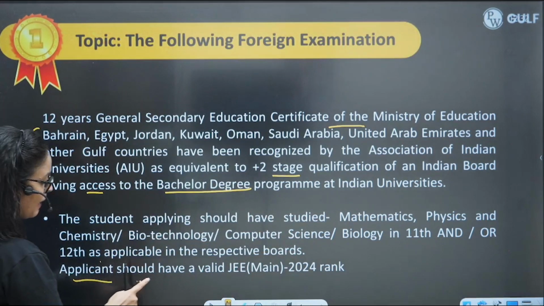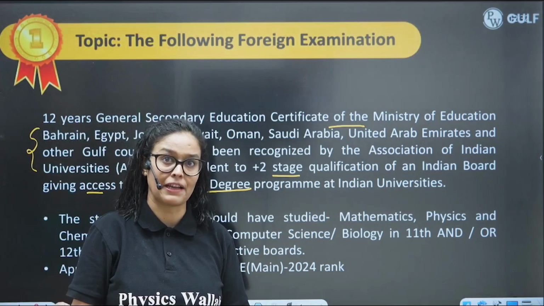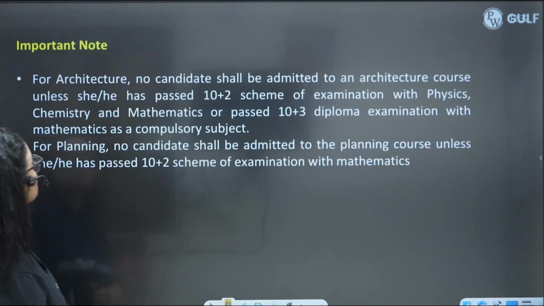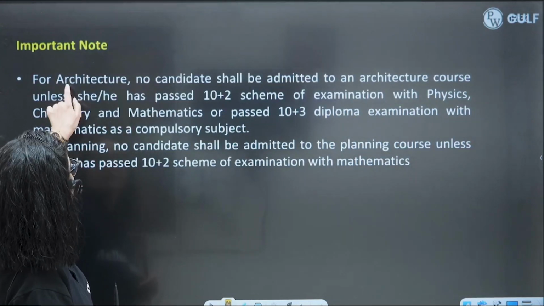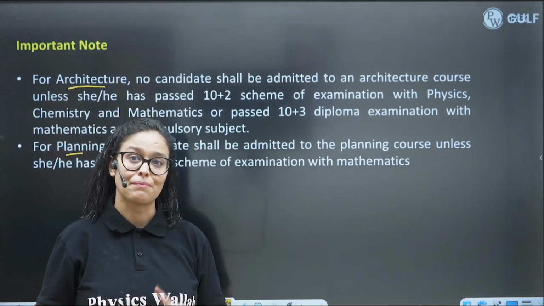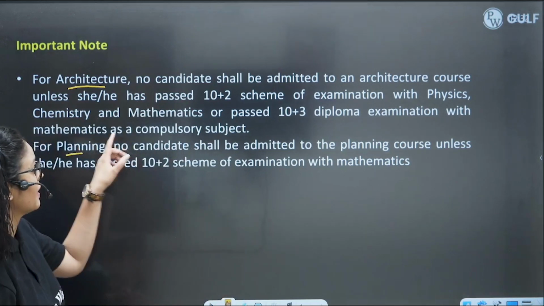And applicants should have a valid JEE Main 2024 rank, or if you are applying for 2025, then obviously it would be for 2025. Those kids who are planning to go for architecture or planning require maths. Maths is compulsory, so you should have maths in your 11th and 12th class.